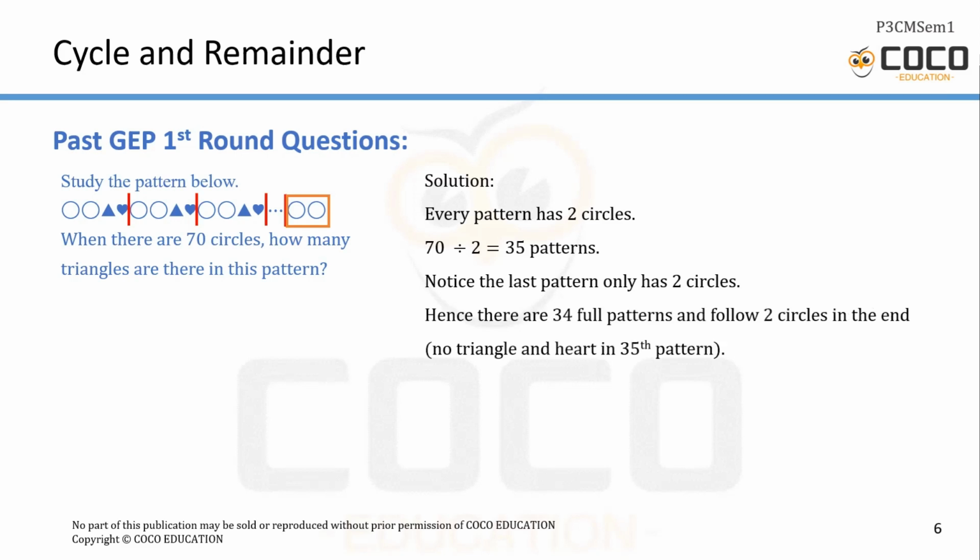So done. We must understand this one, otherwise you will make a mistake. So there are 34 full patterns and 2 circles following in the end. And the last one, the 35th pattern, doesn't have the triangle. Okay, so now let's start counting how many triangles. Every pattern has 1 triangle, correct? Since every pattern has 1 triangle, and we're not including the last pattern, in total 34 patterns, every pattern 1 triangle. So we should have 34 triangles in this question.